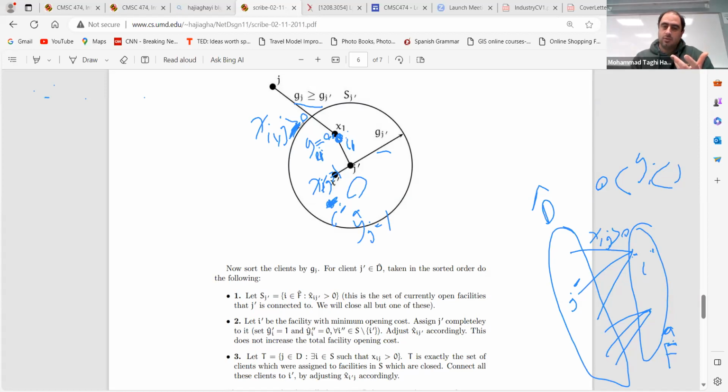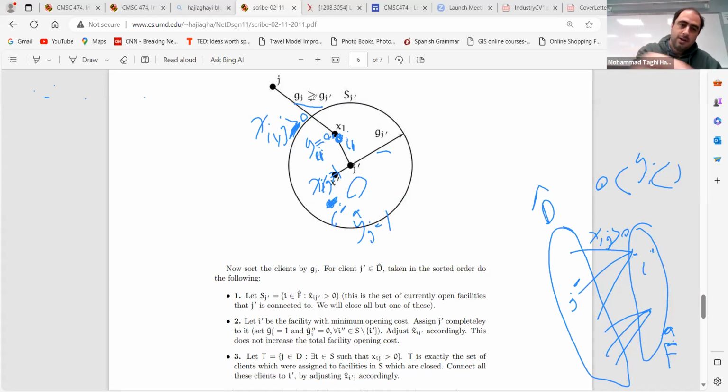What is the issue? The issue is that this Y of I1 was greater than 0 before. Because of that, this X of I1 j was greater than 0. But now you will make it 0. But what should we do with this J that is connected there? The main point is that Gj is greater than G of j prime.